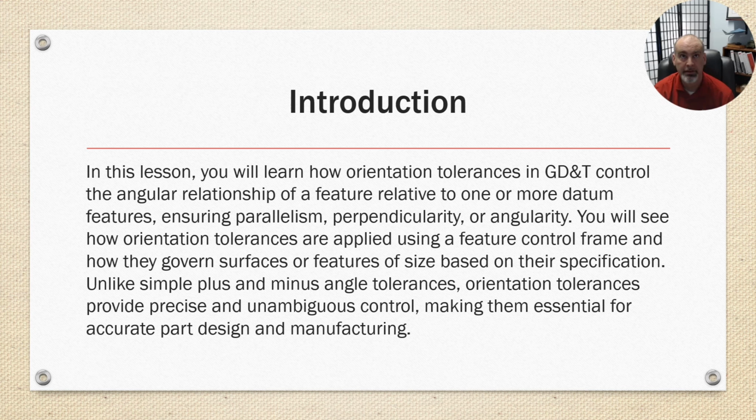In this lesson, you will learn how orientation tolerances in GD&T control the angular relationship of features relative to one or more datum features, ensuring parallelism, perpendicularity, or angularity. You will see how orientation tolerances are applied using a feature control frame and how they govern surfaces or features of size based on their specification. Unlike simple plus or minus angle tolerances, orientation tolerances provide precise and unambiguous control, making them essential for accurate part design and manufacturing.